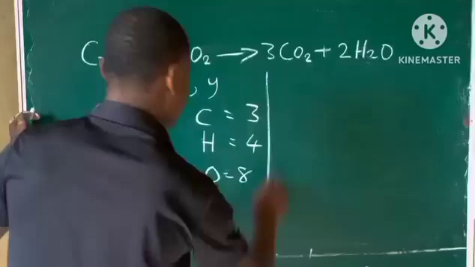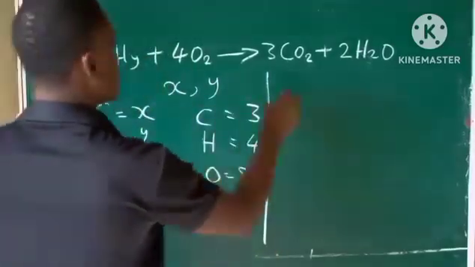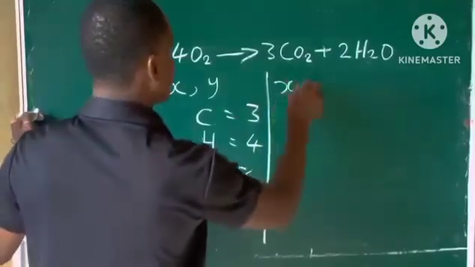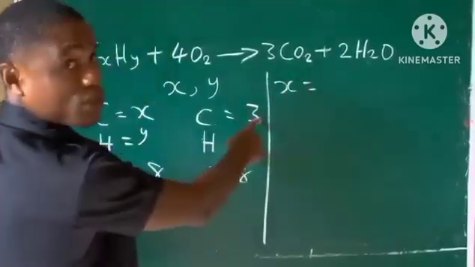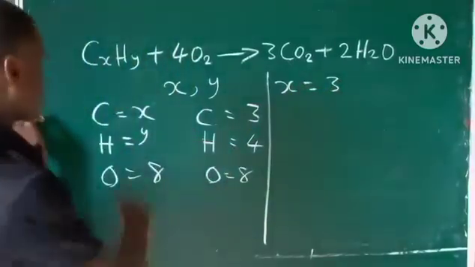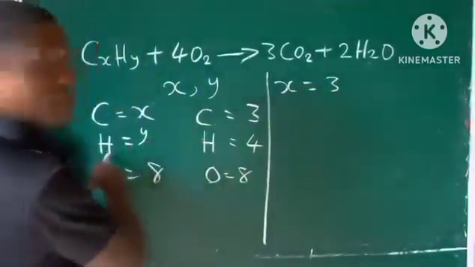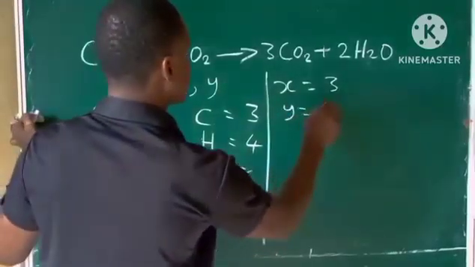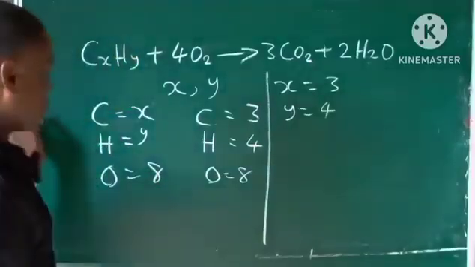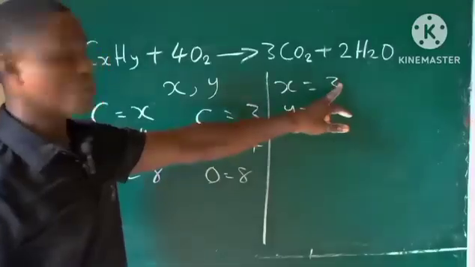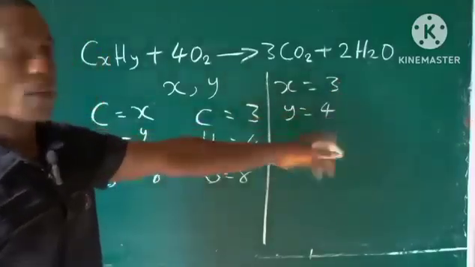So let's equate them. The first one is carbon, right? So x equals 3, right? So the value of x is 3. The second one is hydrogen, y equals 4. y equals 4, right? So you see that the values are 3 and 4. Are you getting it?